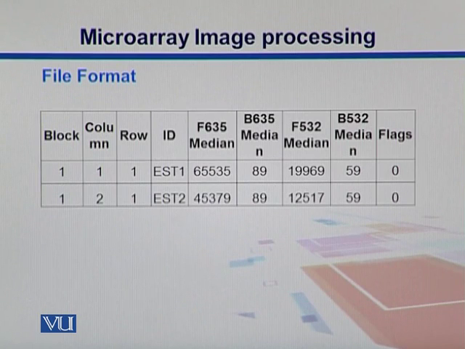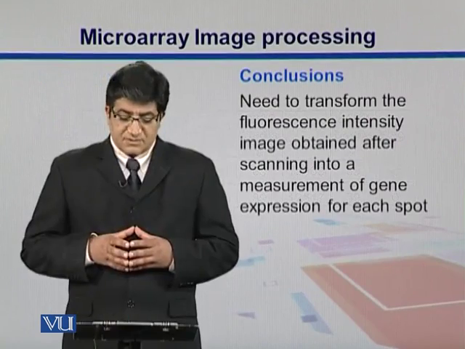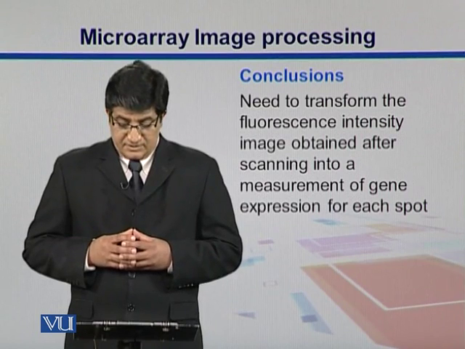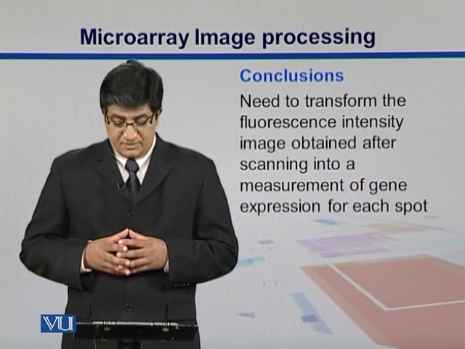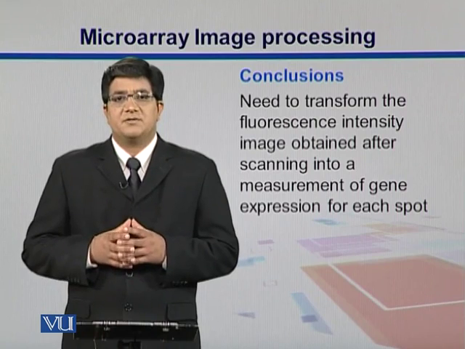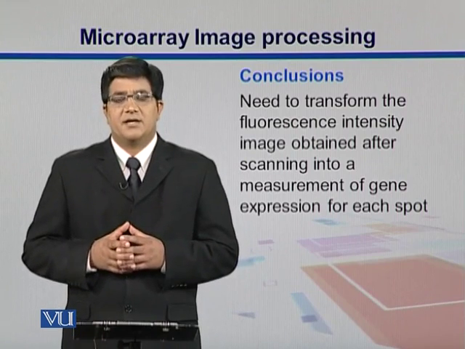Again, we have block, column, row, and ID of a particular gene, maybe AST1. So we have F635 median, where F stands for foreground, and then we have the background median. Same way we have F532, that is Cy3, cyanine 3, the other dye. We have its foreground and background, and then we have the flags. These are some remaining columns. They were not fitting in one slide, so I put them in a separate slide. So it's important to transform the fluorescent intensity signal images obtained after scanning into the measurement of gene expression for each spot, and this image processing is a really important step in microarray data analysis.